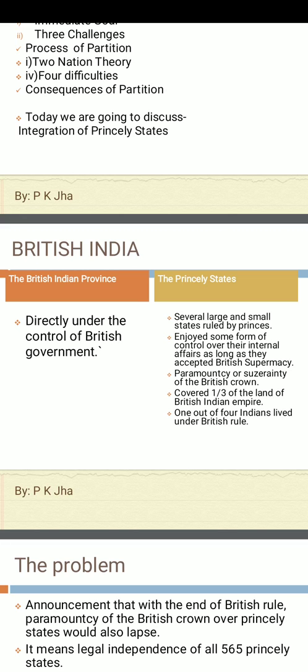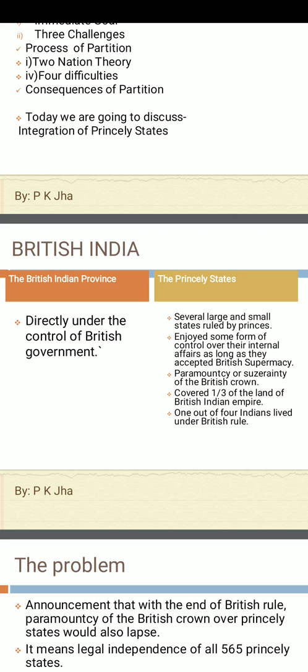And ultimate authority was of the British crown. This was the paramountcy or the suzerainty, we say. So the British paramountcy or the British suzerainty means the overall master is the British, and they accepted some form of freedom they had been given.